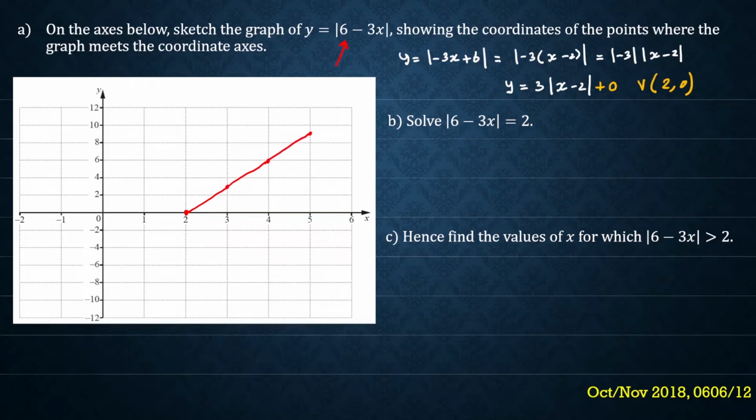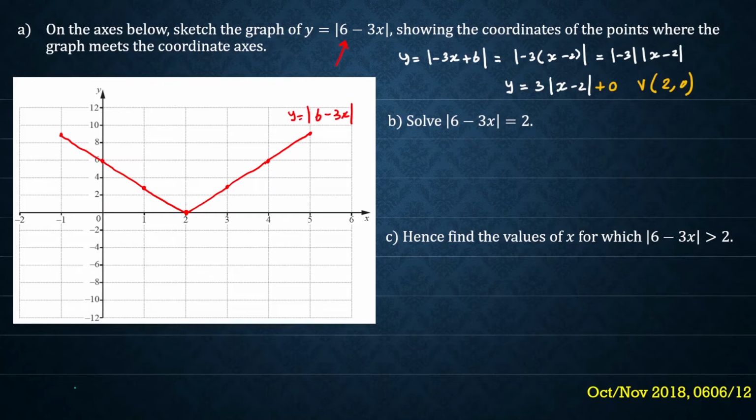This graph is symmetrical about x equals 2, so we just repeat our values on the left side. So this value would be 3, and this value would be 9. So we can draw our graph in here. And we should label it y equals the absolute value of 6 minus 3x.